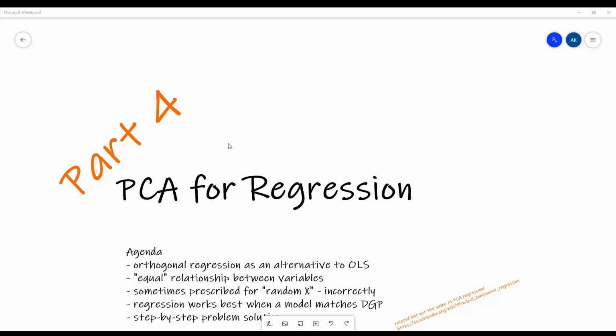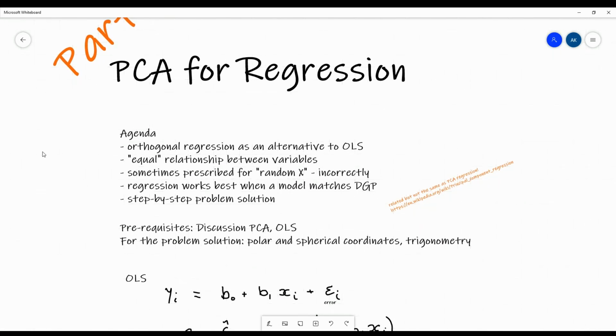Okay, at last, part 4 of this video on PCA for regression. In previous parts, what we looked at was orthogonal regression and its possible applications, maybe in finance. We discussed a couple of important points about orthogonal regression, one of them being that it should be considered when you're thinking of a regression where the variables are entering in equal relationship, where it's not like one of them is independent, the other one is dependent, and so on.